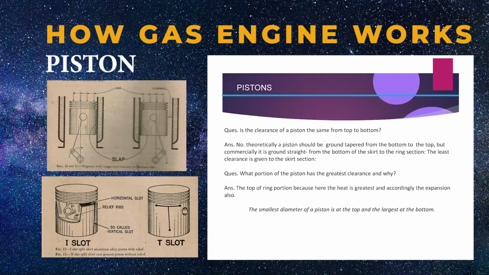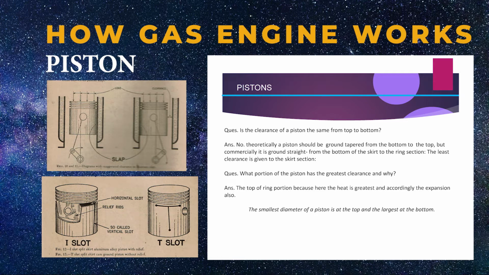Question. Is the clearance of a piston the same from top to bottom? Answer. No. Theoretically, a piston should be ground tapered from the bottom to the top, but commercially it is ground straight from the bottom of the skirt to the ring section. The least clearance is given to the skirt section.